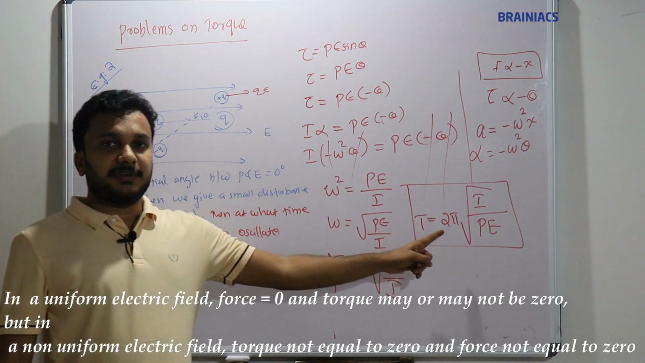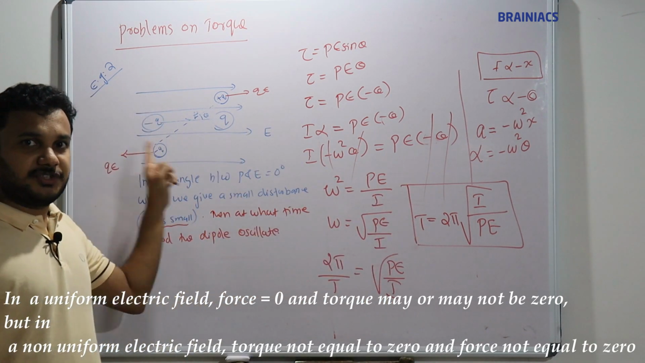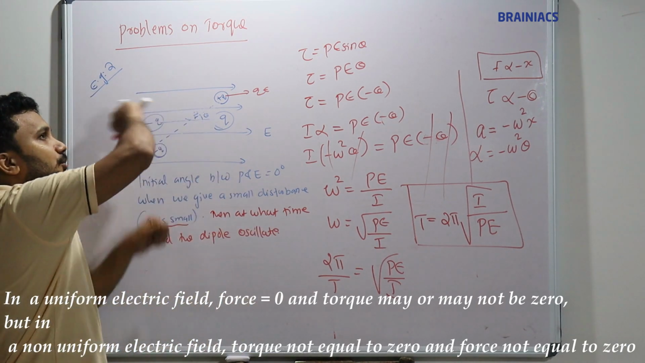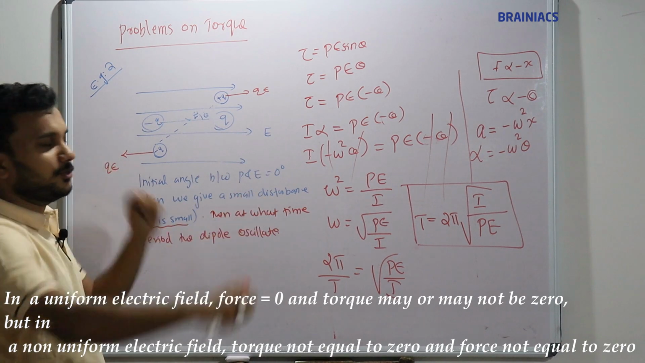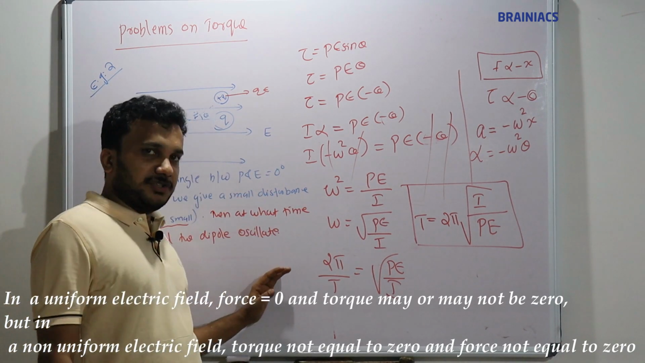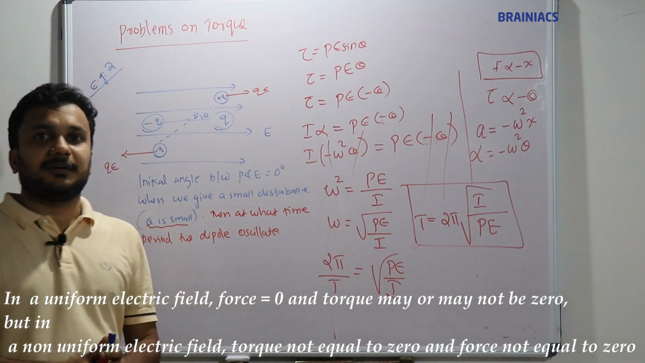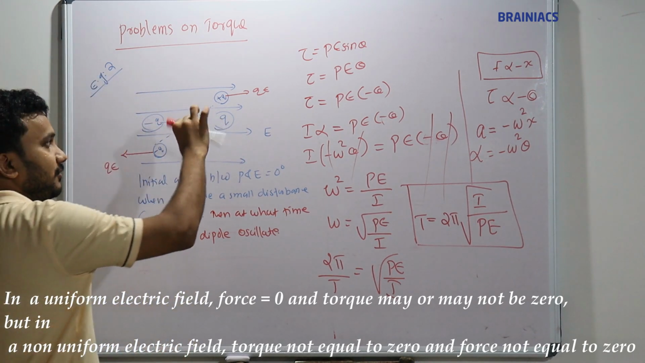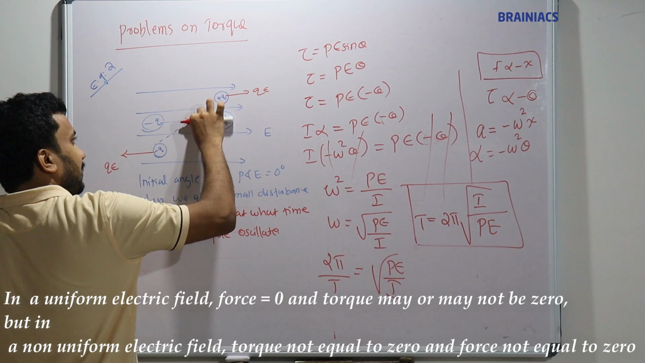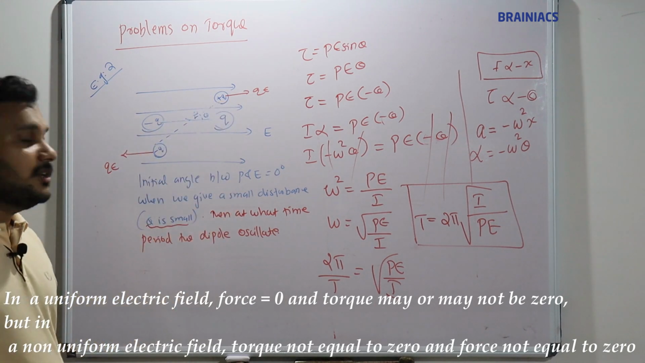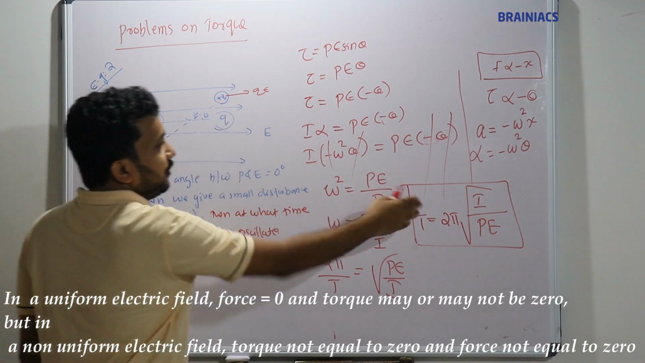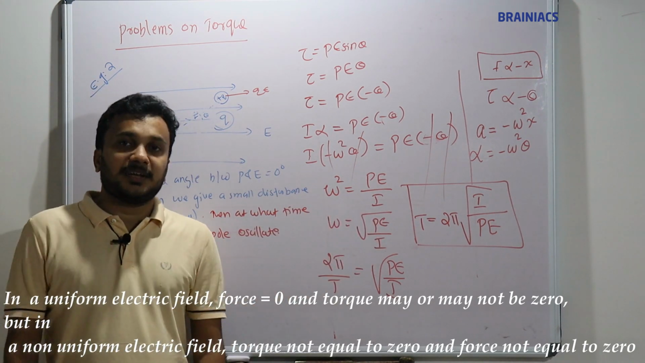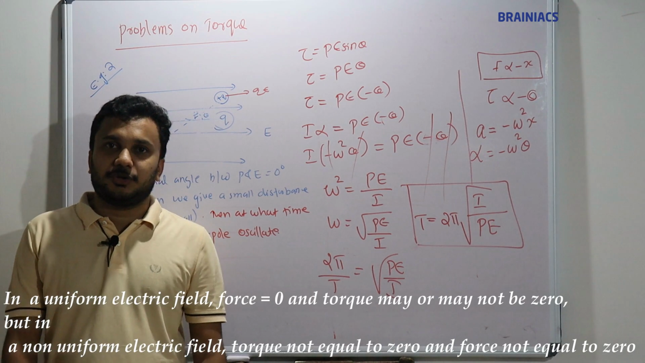This formula we have derived for a dipole which is initially placed in stable equilibrium. If you give it a small disturbance, it will return back to the original position, with certain vibrations, it will vibrate and come back to the original position. In that case, we have calculated the time period of oscillations here. Okay, this is all about the torque.